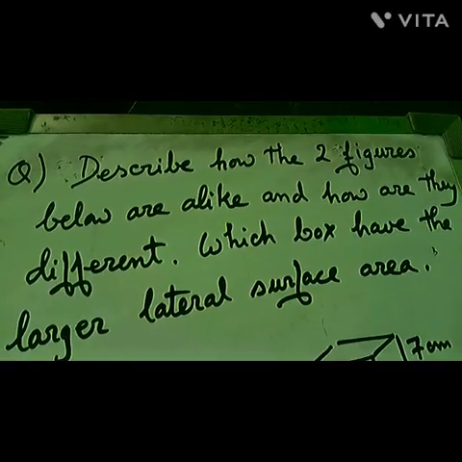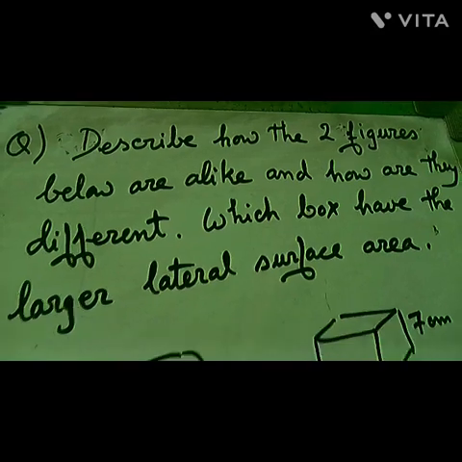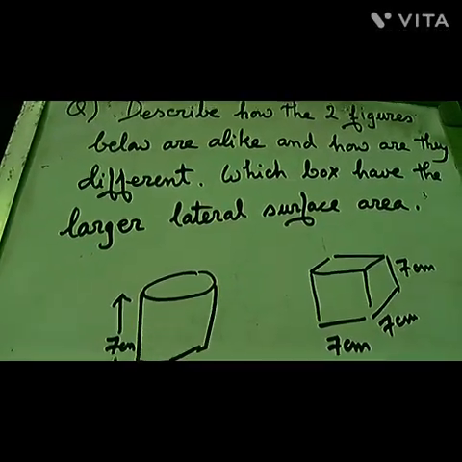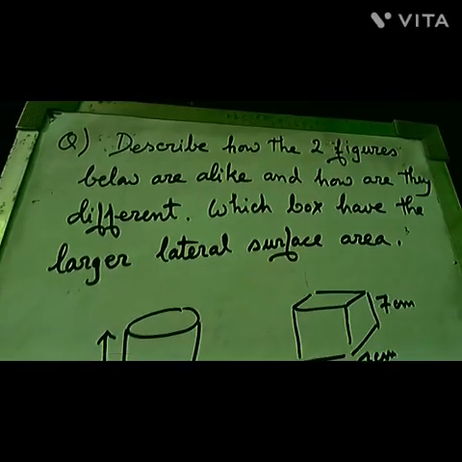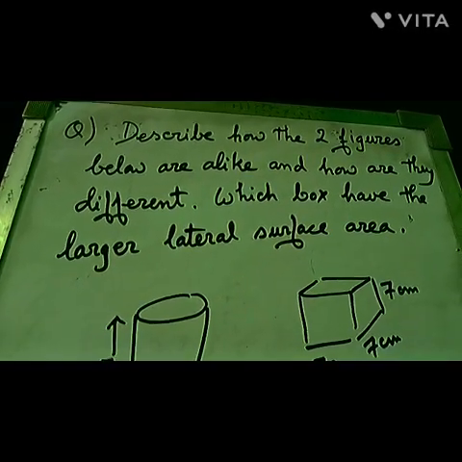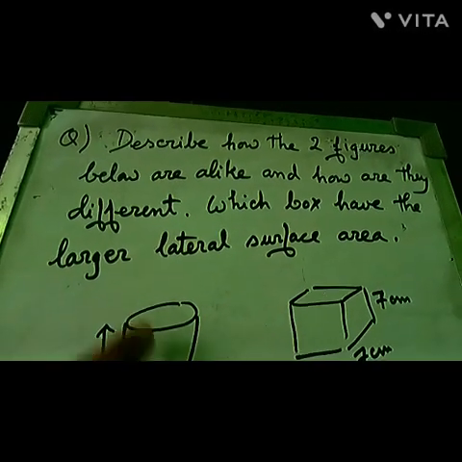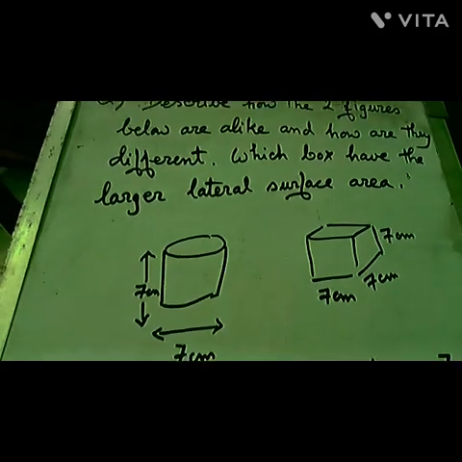So coming to the next sum: describe how the two figures below are alike and how they are different. Which of the boxes has the larger lateral surface area? What does lateral surface area mean? That is the surface area of the 4 walls, not the top and bottom. So not the top and bottom, only the 4 walls. That is lateral surface area.